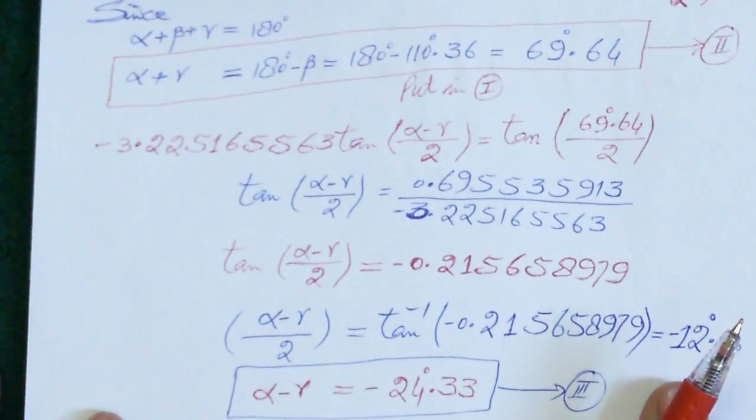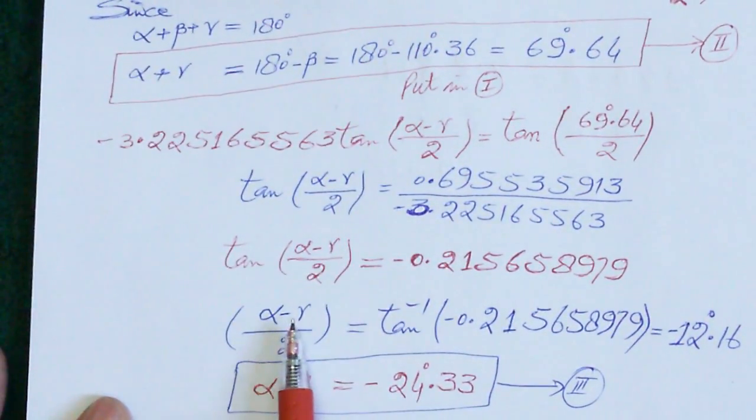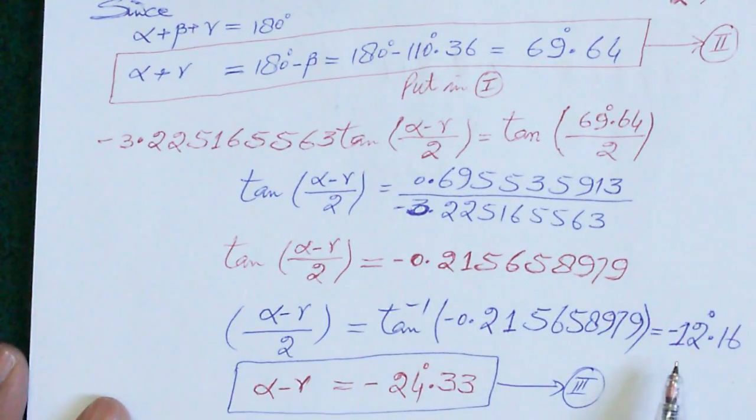After the application of the tangent inverse function, we get (alpha minus gamma) divided by 2 is equal to tangent inverse of this quantity. After the simplification and the application of the tangent inverse function, we get minus 12.16 degrees. So alpha minus gamma is equal to minus 24.33 degrees.